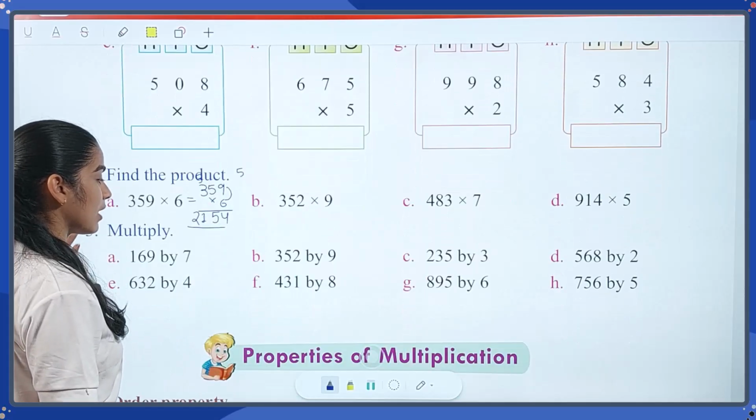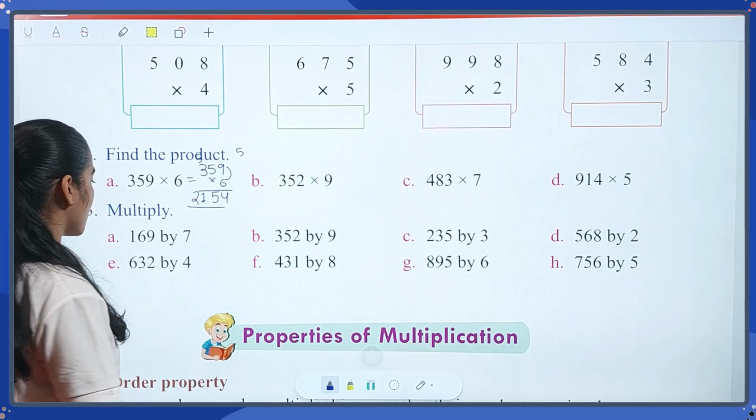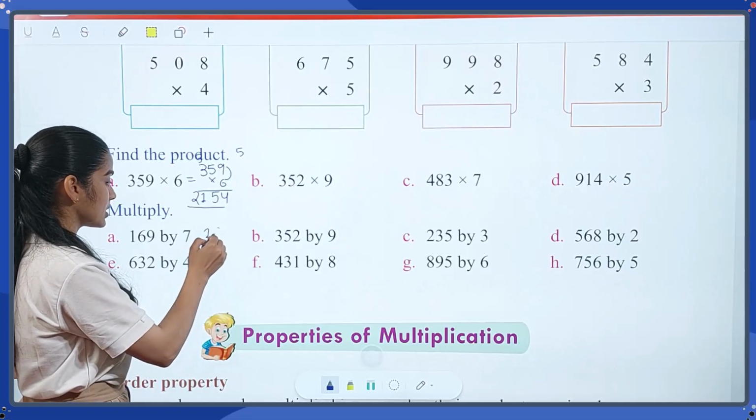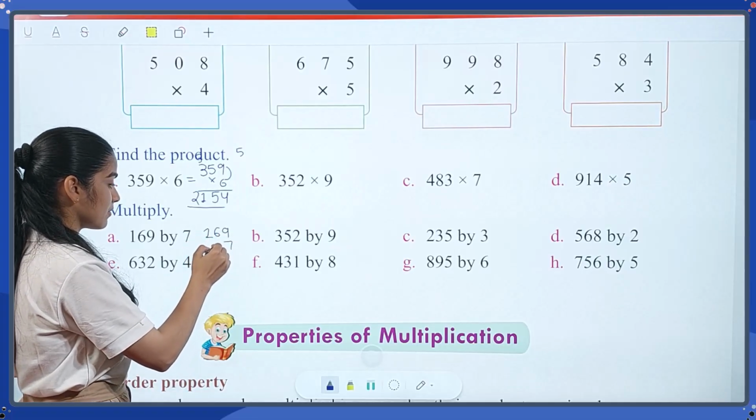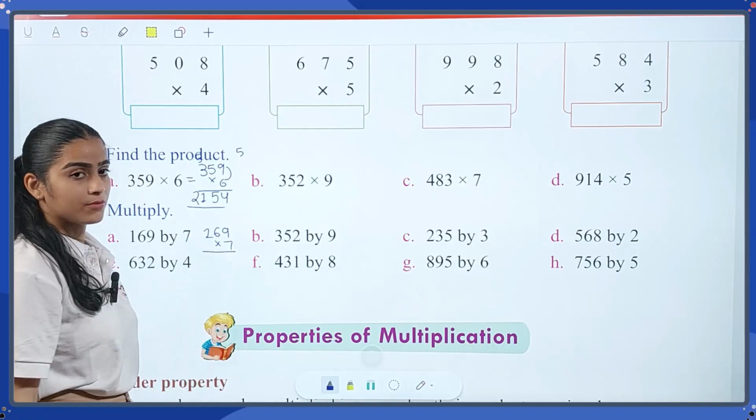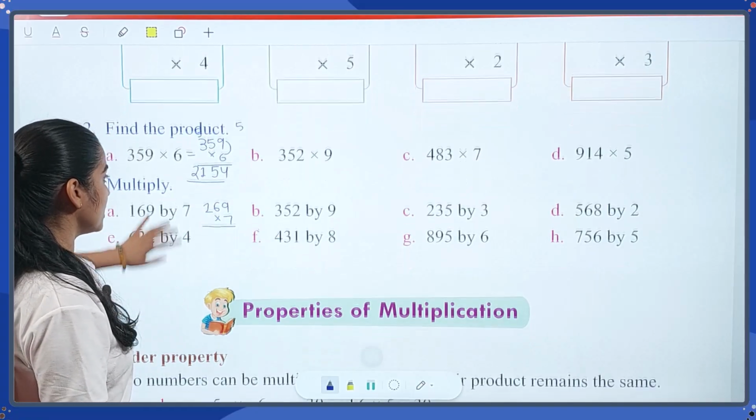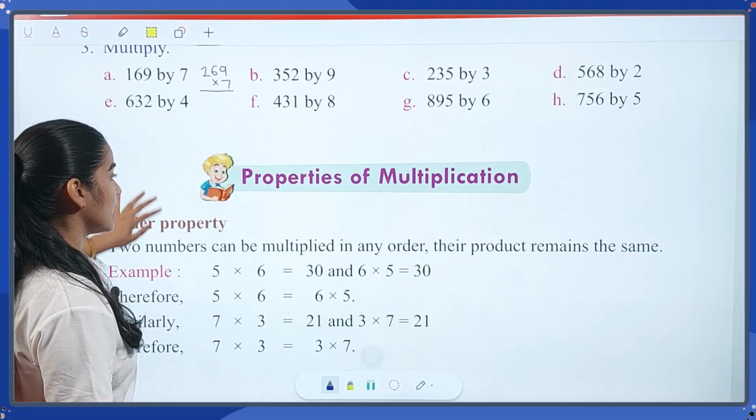So in the same way you have to multiply this also. You just have to arrange it first in the column. 169 multiplied by 7. So students, now we are doing this. You can repeat the same process which we applied in the above section.